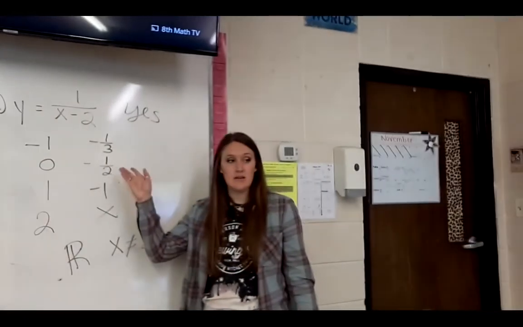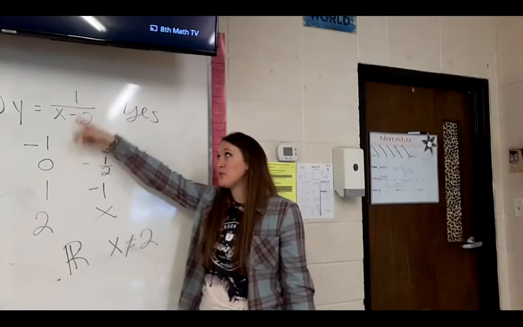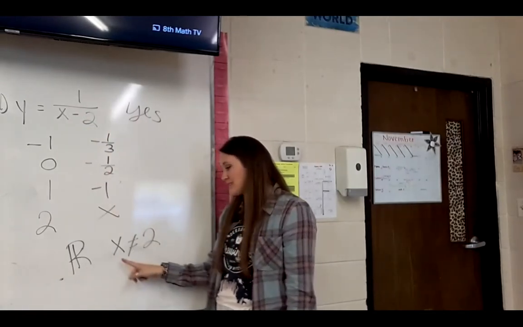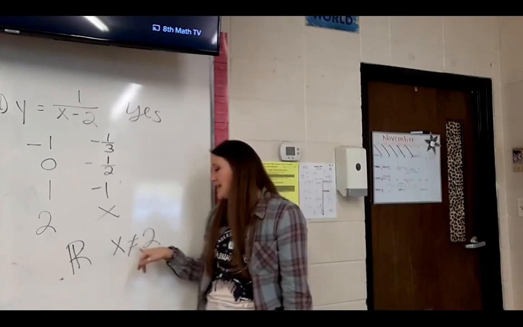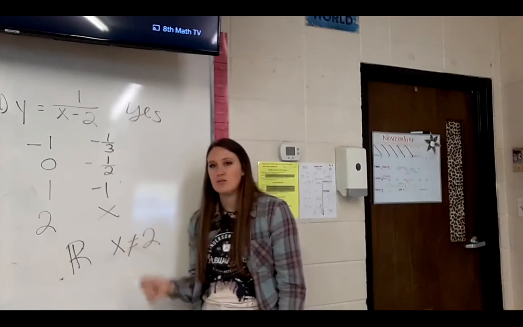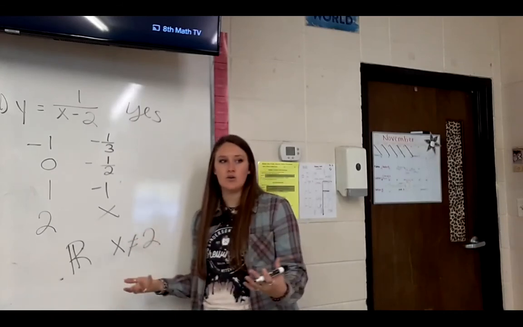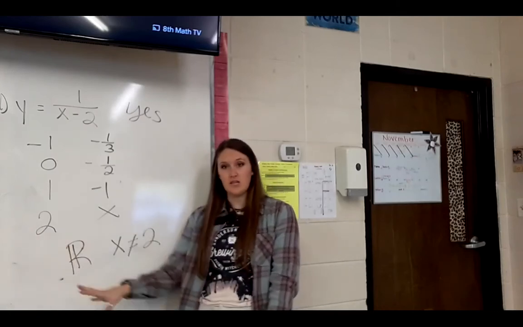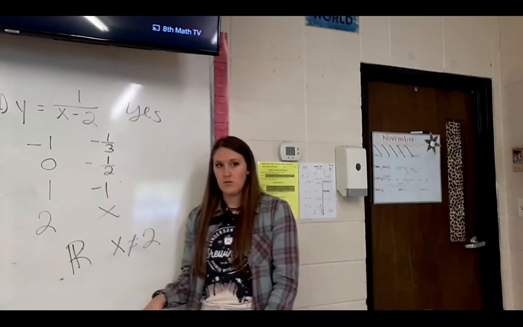Because it just can't be 0 on bottom. But if it's any other number, you get an answer. So your domain is all real numbers except x cannot equal 2. All I did was draw an equal sign with a line through it, which means cannot equal or does not equal. So does that kind of make a little more sense now that you've seen the last two? Okay.